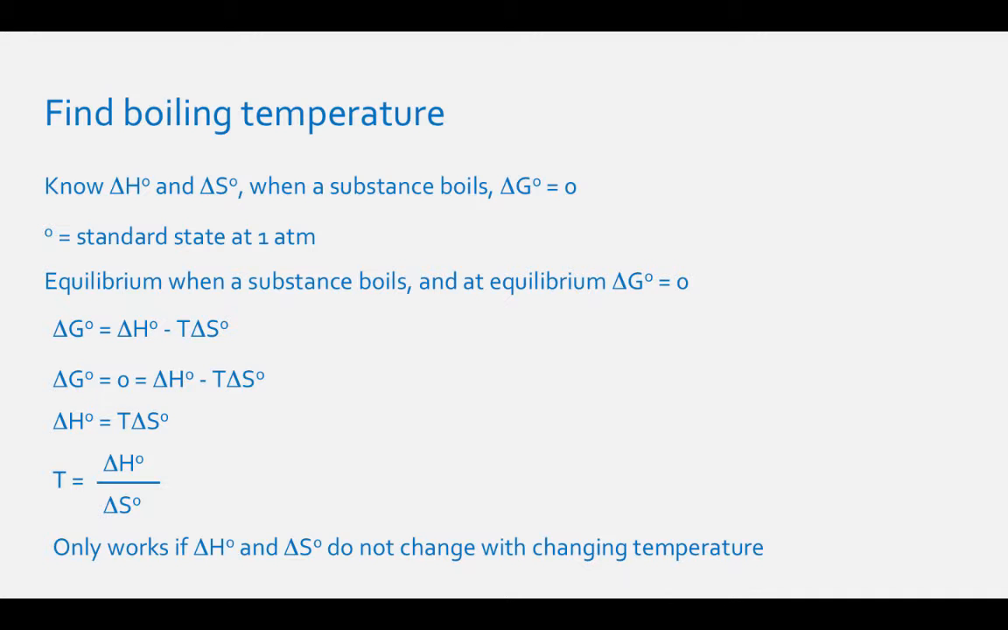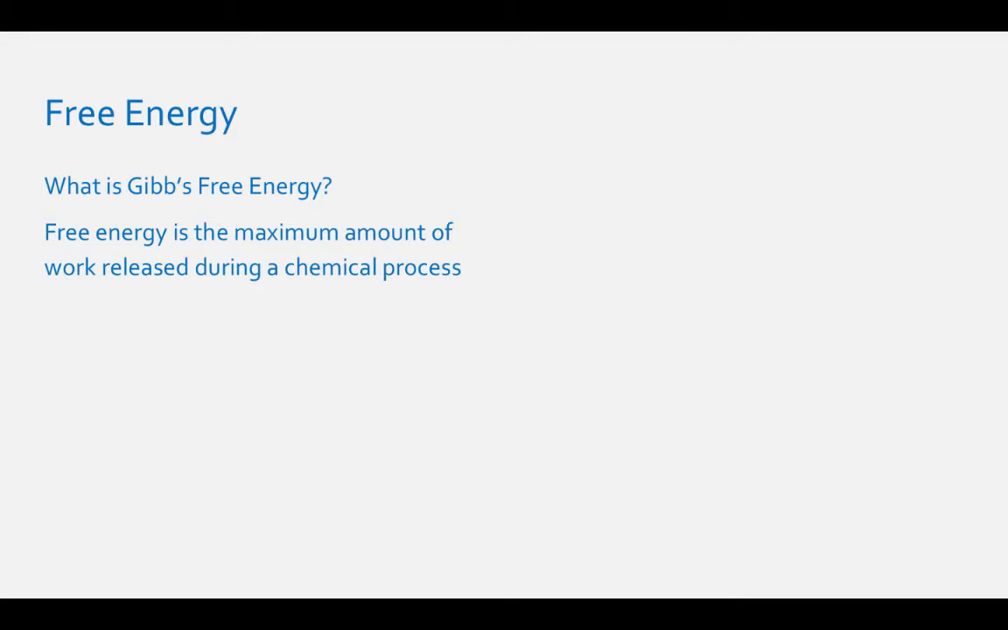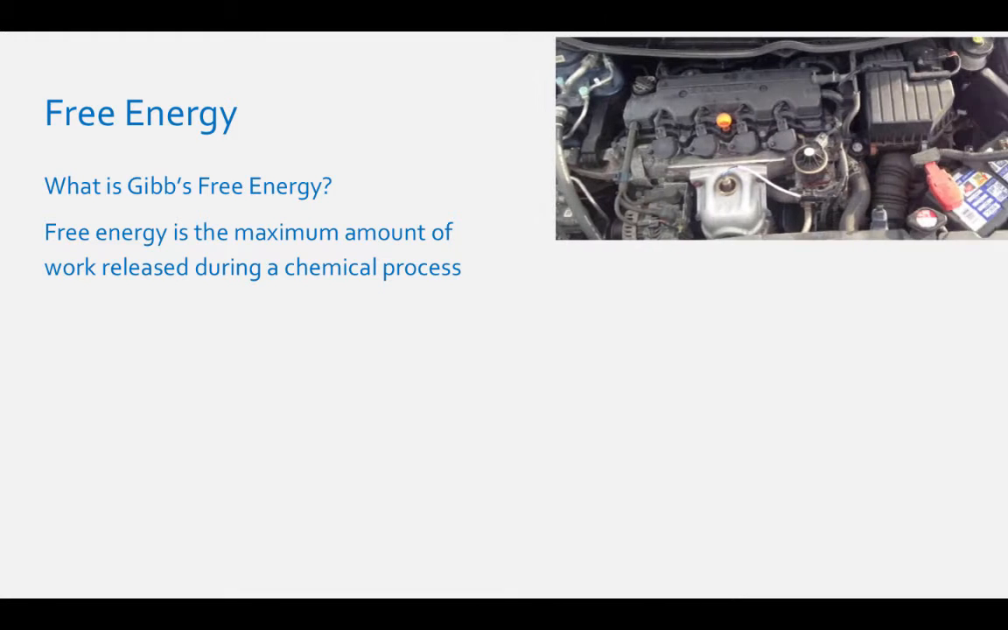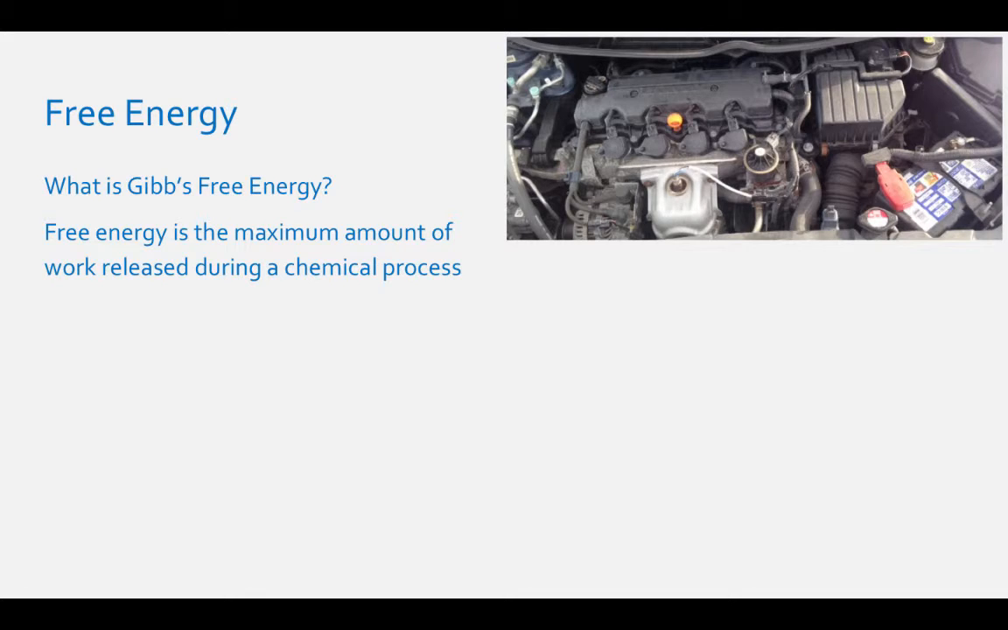After all this talk about Gibbs free energy, you might be asking yourself, what does it really mean? Free energy is a measure of the maximum amount of work that can be released during a chemical process. For an example process, let's consider an internal combustion engine of a car. We will rearrange our free energy equation to solve for delta H. This will look like delta H equals delta G plus temperature times delta S.